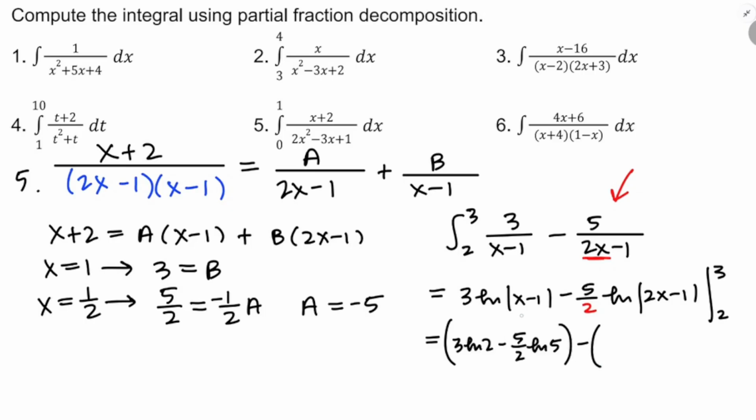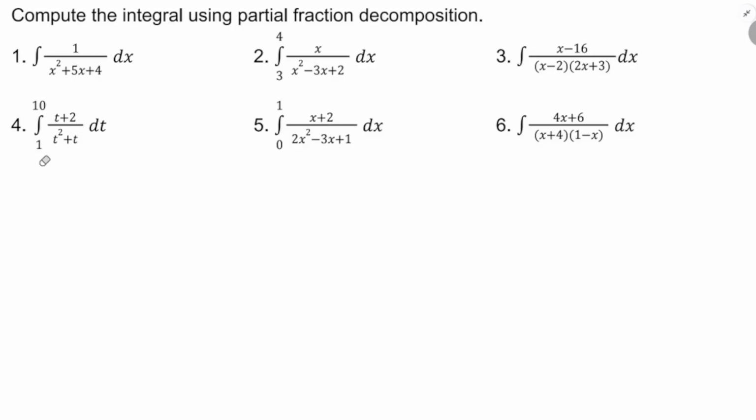Minus 3 log of 1 minus 5/2 of the log of 4 minus 1 is 3. Yeah, that's 3 different types of log there. Okay, I think that's simplified enough.